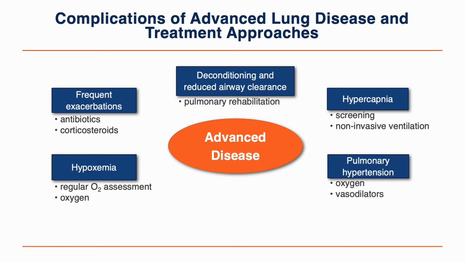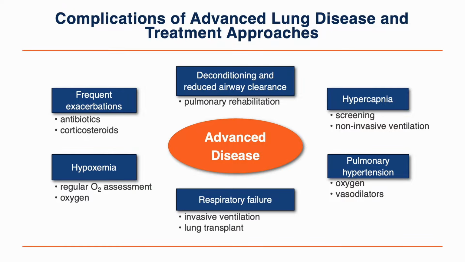Pulmonary hypertension, we treat with supplemental oxygen when the oxygen is low, and we have some so-called pulmonary vasodilators, or medications that will help open up the blood vessels and improve the pressures in the heart, as treatment options. And then lastly, respiratory failure is a condition where the lungs have approached failing.